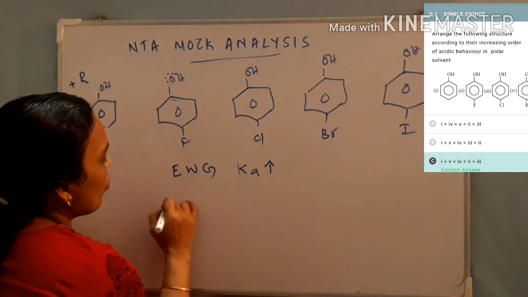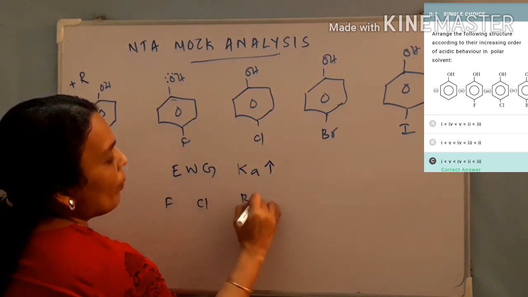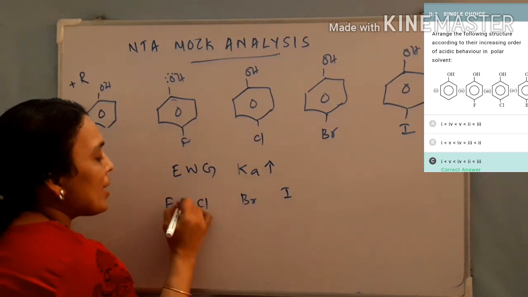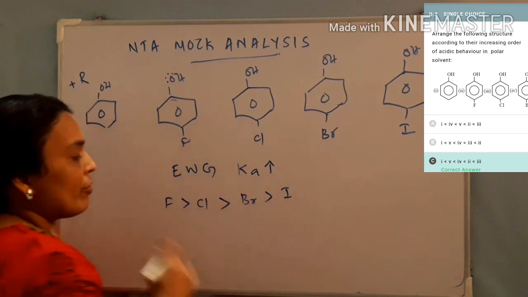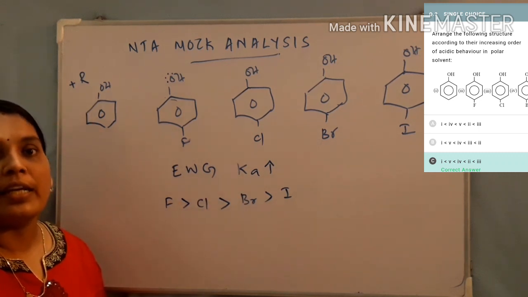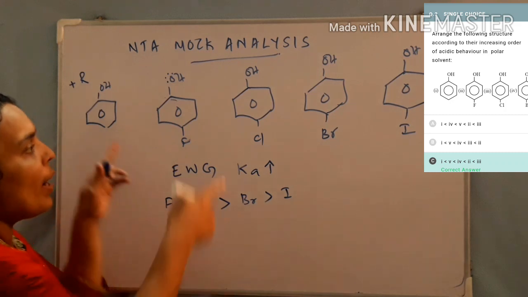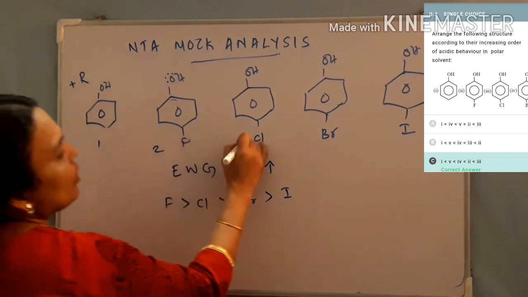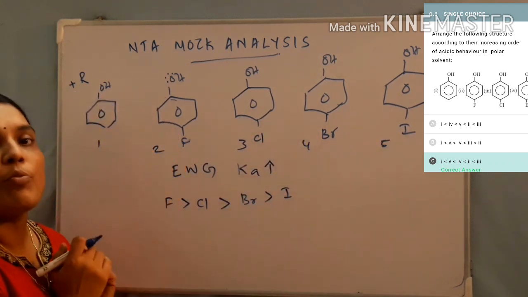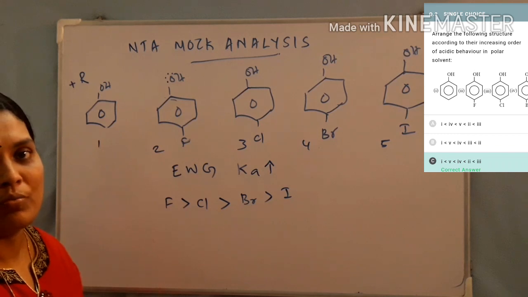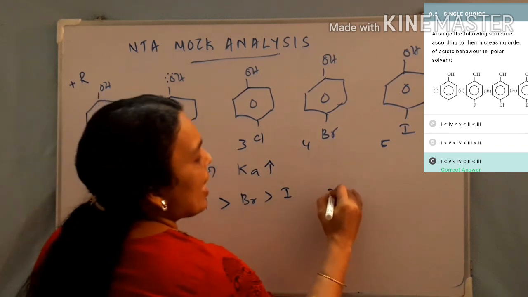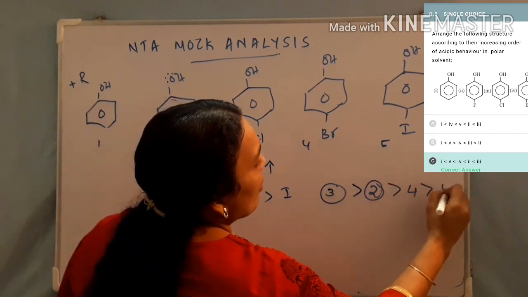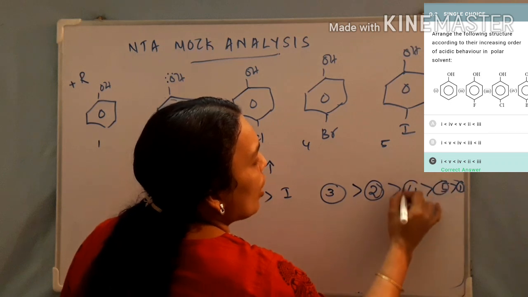So in the case of fluorine, chlorine, bromine, iodine, the inductive effect or electron withdrawing capacity decreases in the order fluorine, chlorine, bromine, iodine. But in this particular question, options 1, 2, 3, 4, 5, according to us the most acidic should be 2. But actually the most acidic is 3, greater than 2, greater than 4, greater than 5, greater than 1. That is the correct order.